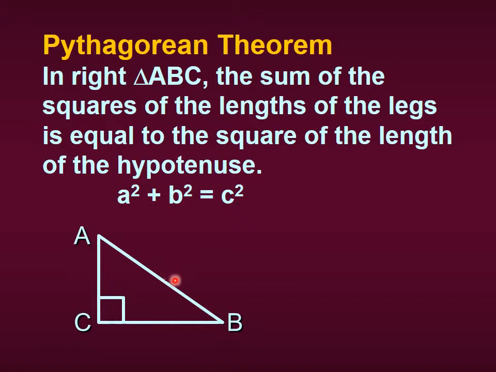Also remember that the a from a squared, that little a, is across from angle A, which is a capital A. So this is little a here, this is little b here, and of course this is side C, which is always across from your right angle.